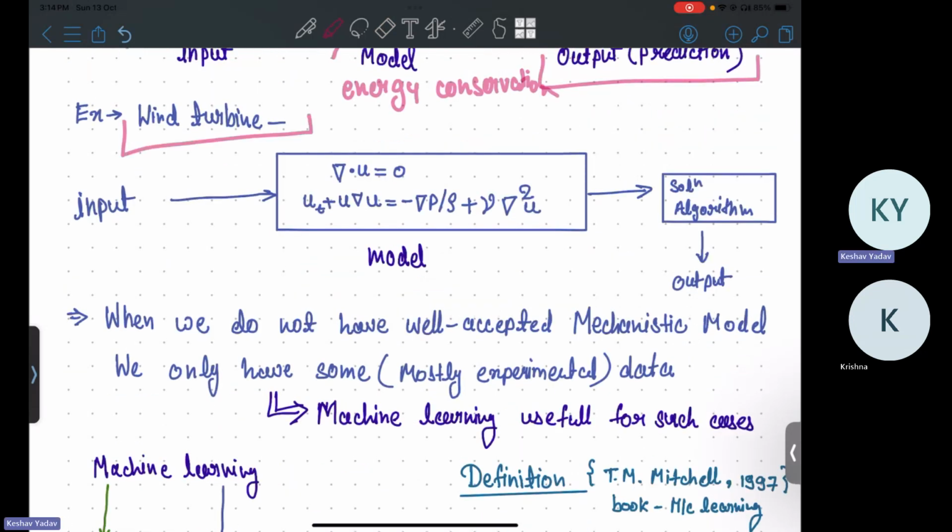Similarly, other kinds of problems we can also have, like a wind turbine problem or any problem that involves heat or fluid flow. There we have some input, and we have some conservation equations, like the continuity equation and the momentum conservation equation. This is the Navier-Stokes equation. The continuity equation is nothing but the mass conservation equation, and this is nothing but the momentum conservation equation. By these conservation equations, we have a model. We give certain inputs, and we use this mathematical model. Then, based on a solution algorithm, we get the desired output.